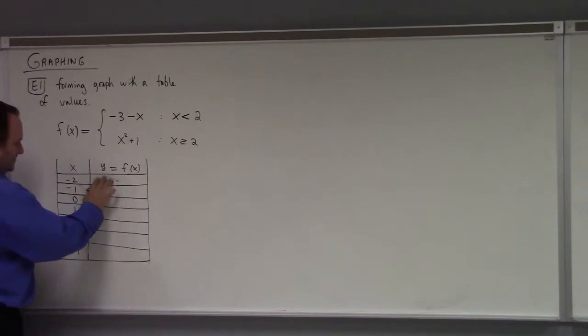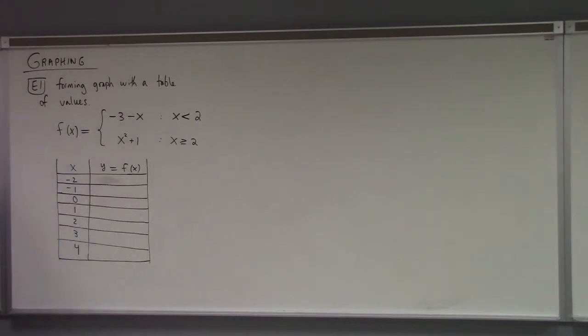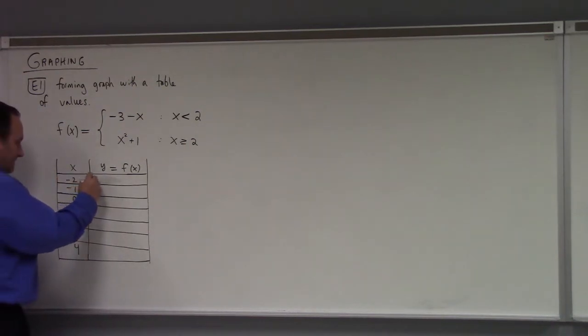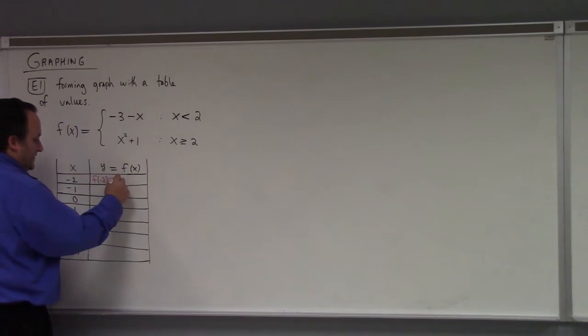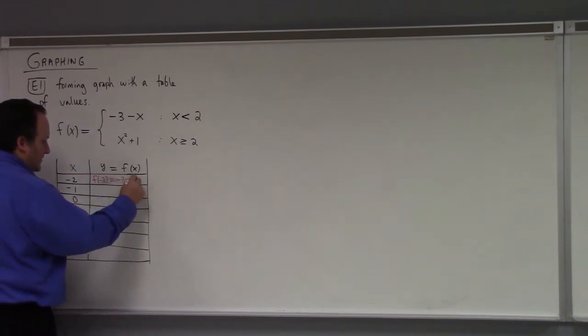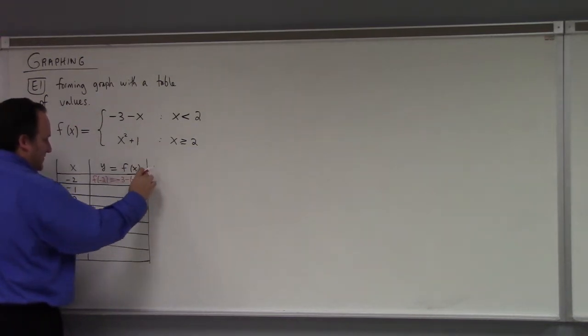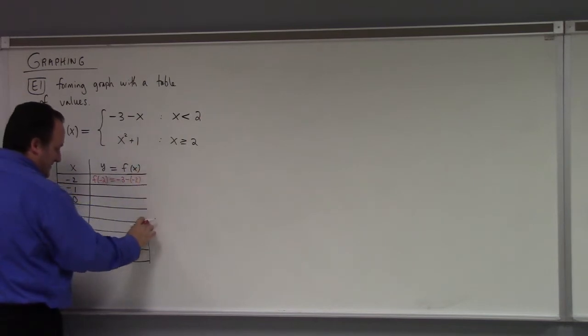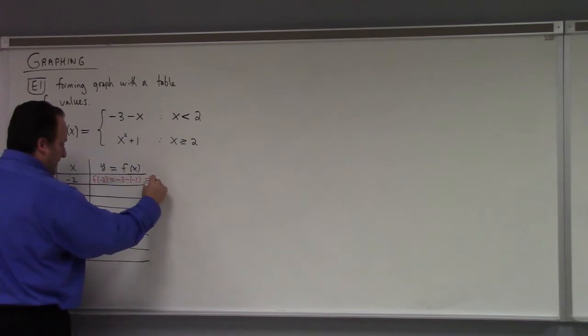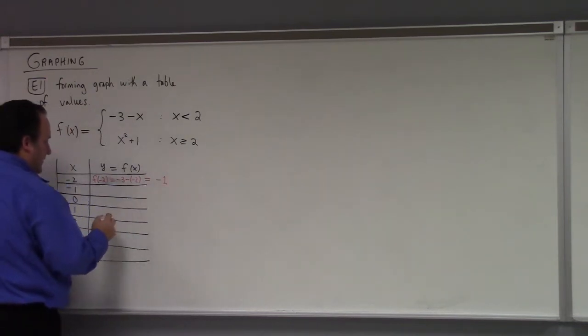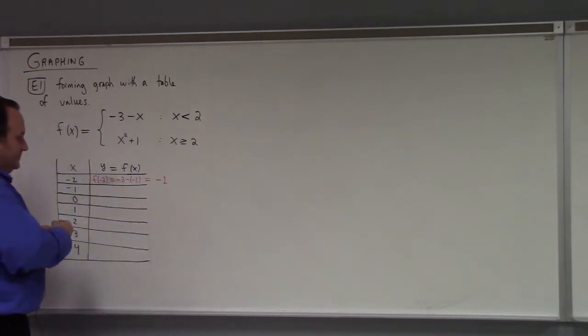Let me use a different color. What is f of -2? I heard -5. Now how do you know that? So it's -3 minus a -2, and I see I have made this too small. My bad. So that is equal to? You said -1? Okay. And let me add yet another column.